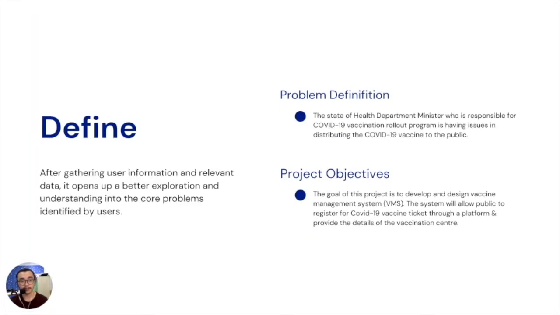The second phase is define. The problem definition: the State Health Department Minister, who is responsible for the COVID-19 vaccine rollout program, is having issues in distributing the COVID-19 vaccine to the public. So the goal of this project is to develop and design a vaccine management system that allows the public to register for a COVID-19 vaccine through a platform and provides the details of the vaccination center. Now, I will introduce our next speaker, who's going to talk about the third phase, Jacques.